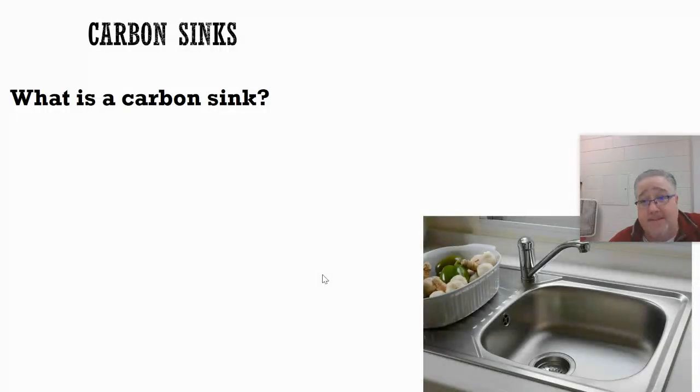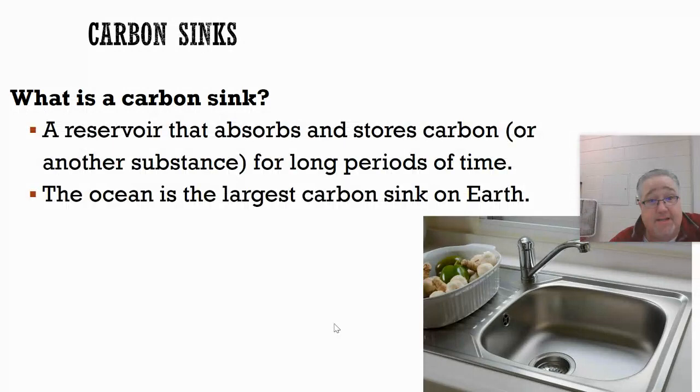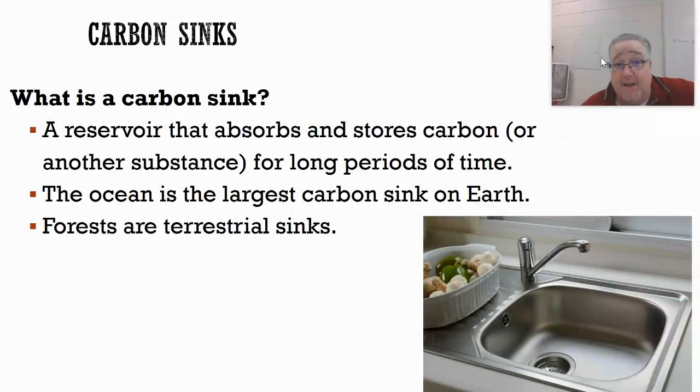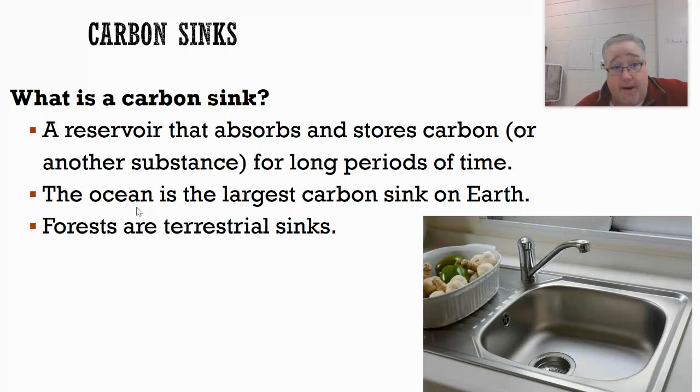All right, now a carbon sink. We talked about nitrogen sinks yesterday. This is just areas where we find carbon in large amounts. A couple things to remember here. The ocean. It is the largest carbon sink that there is. There is more carbon in the ocean than there is anywhere else on our planet. So it is the largest sink. Like with the nitrogen cycle from yesterday, remember the biggest sink is the atmosphere. That's where most of our nitrogen is.